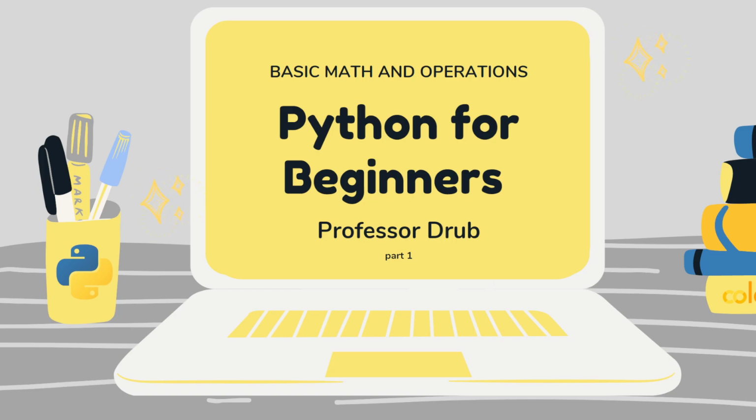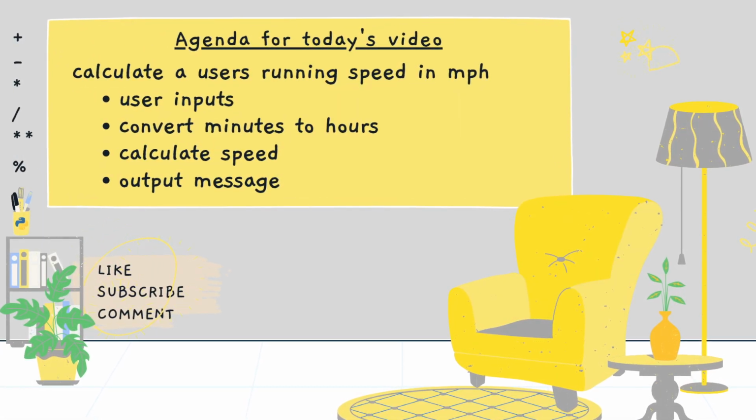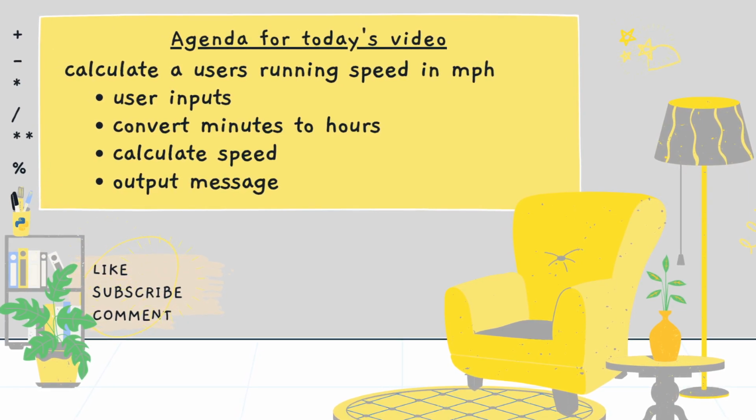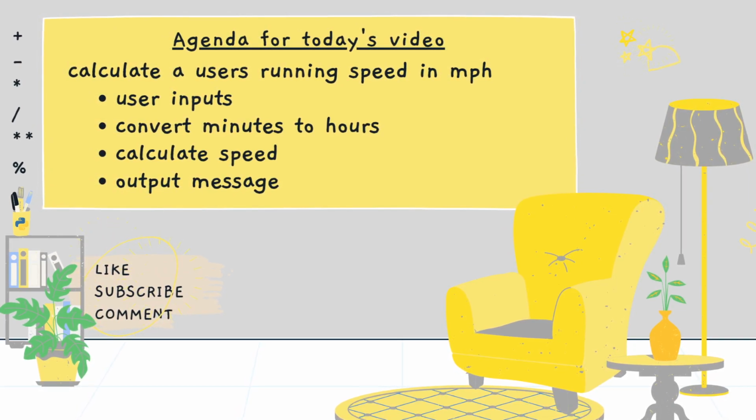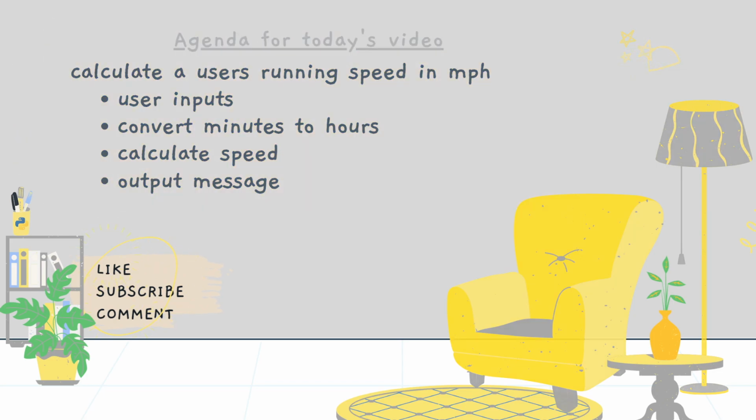In this video, we'll be performing some basic math and operations in Python. So we have a user that likes to go for a run. We'll be coding a program to help them figure out their speed in miles per hour. We'll start off by taking in some inputs provided by our user, perform some conversions, calculate speed, and output a message to our user. I hope you enjoy it, and I'll see you in the video.